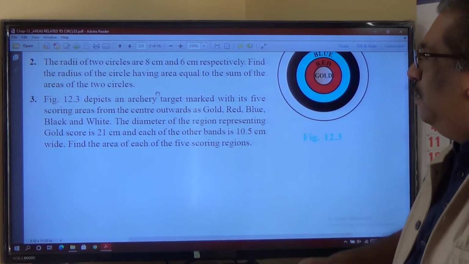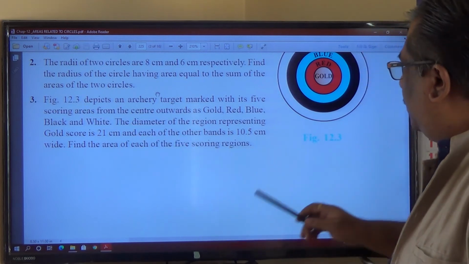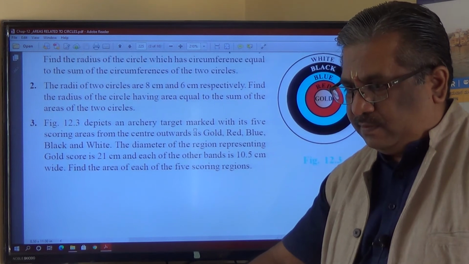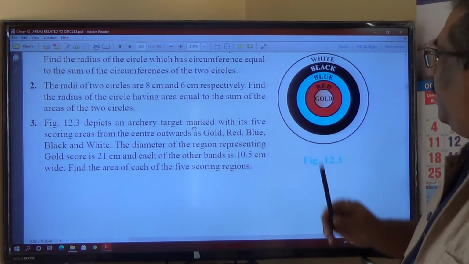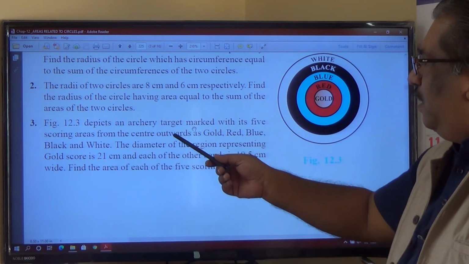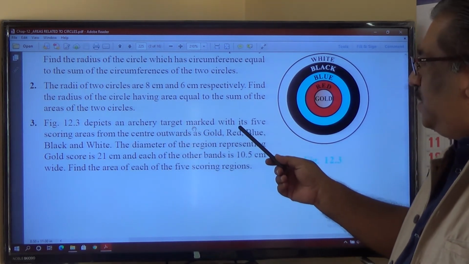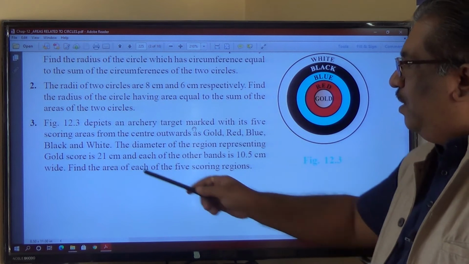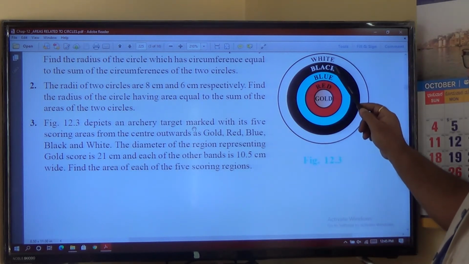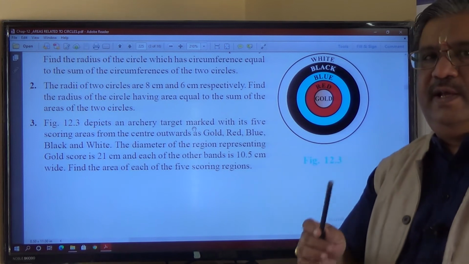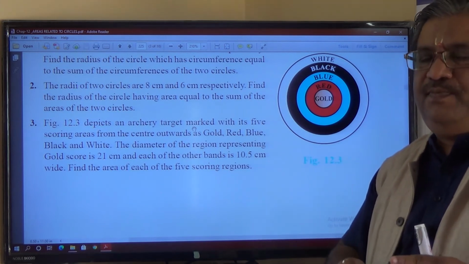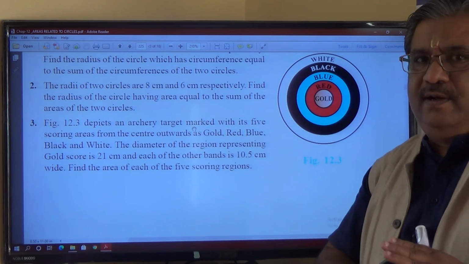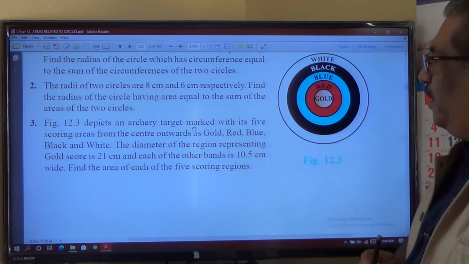Question number 3, figure 12.3. 12.3 is this figure. This is the figure given. This depicts an archery target marked with its 5 scoring areas from the center outwards as gold, red, blue, black and white. These are called the scoring areas or the scoring regions, because when we hit a particular region, then a particular score will be allotted, and hence these are called the different scoring regions.